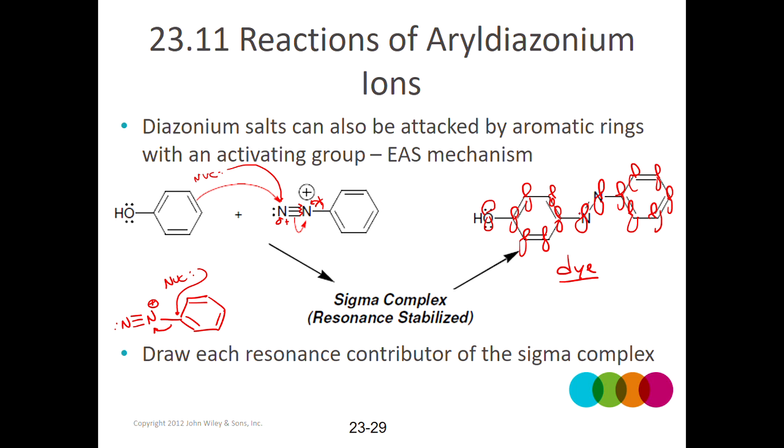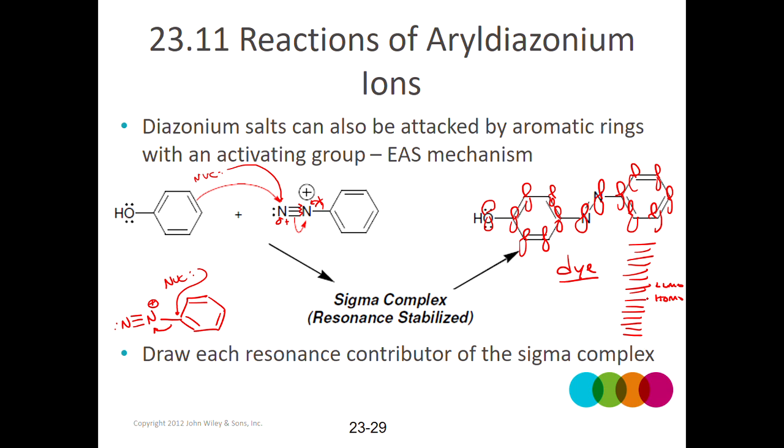There's 6, 7, 8, 9, and 6 more. 15 total p orbitals overlapping, so that means there's going to be 15 molecular orbitals. And with 15 molecular orbitals, the energy gap between the LUMO and the HOMO is going to be quite small. It's going to be just in the visible part of the spectrum that light has the energy necessary to excite an electron from the HOMO up to the LUMO.